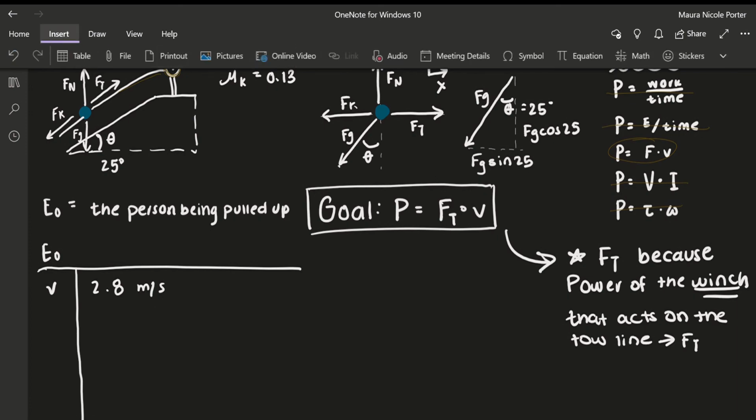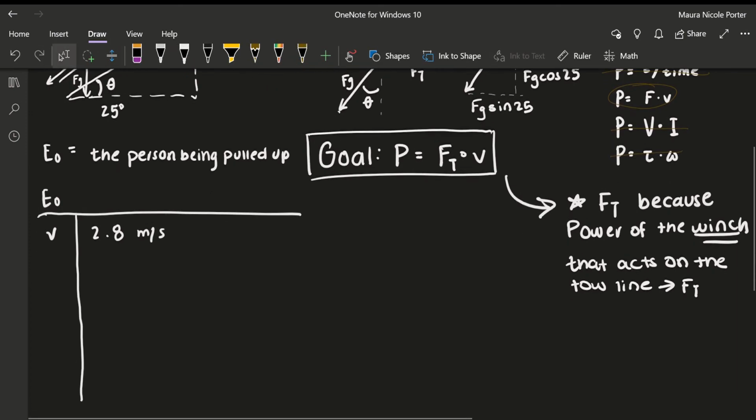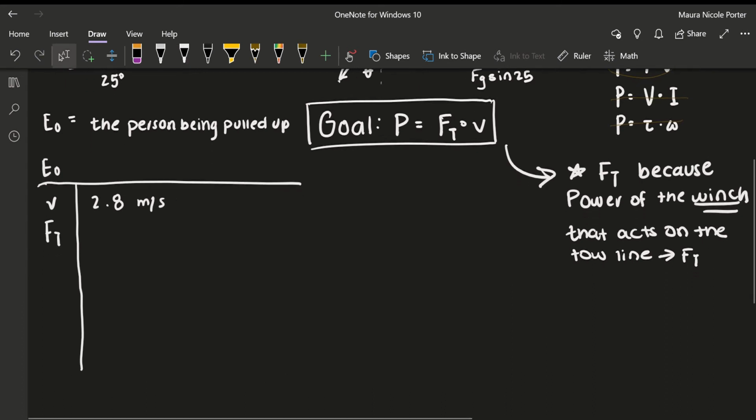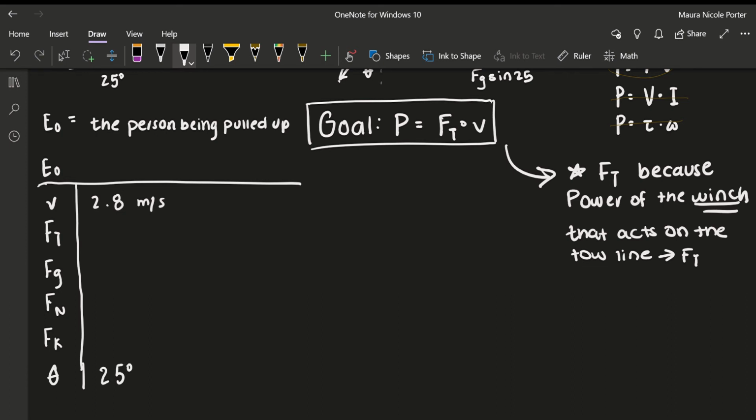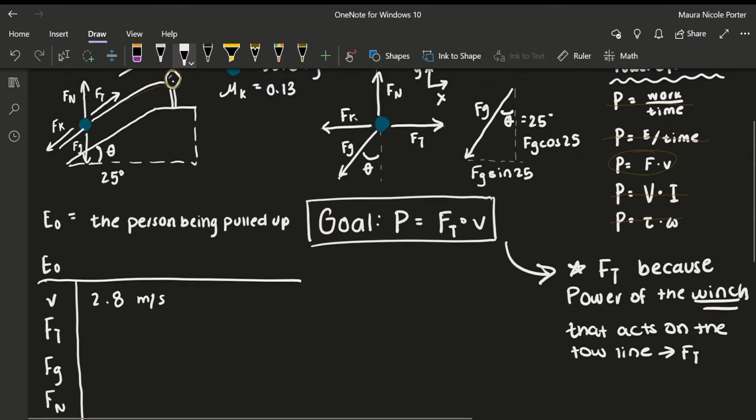The other things that we'll be trying to find are F of t, which is obviously what we're going for, but the other forces in the problem, I'll just put a spot here in case we need them. Force of gravity, normal force, force of kinetic friction, and then theta. So we also know that theta is 25 degrees, and that's all we know. Okay, so let's start trying to solve this.